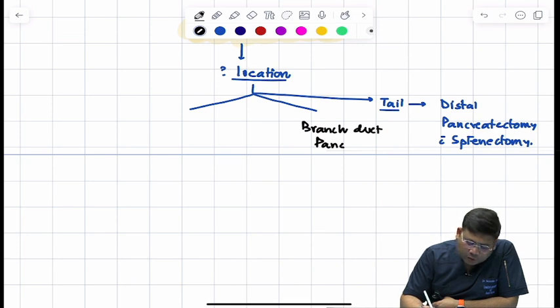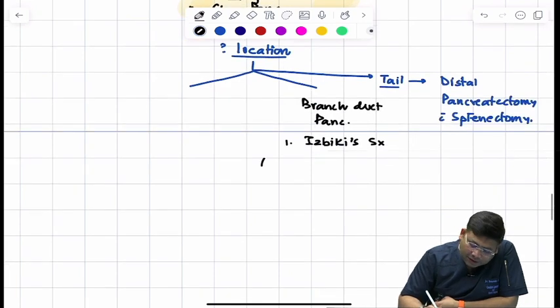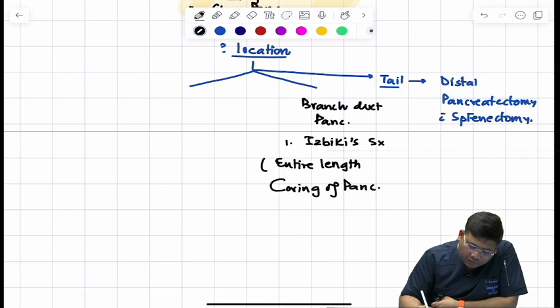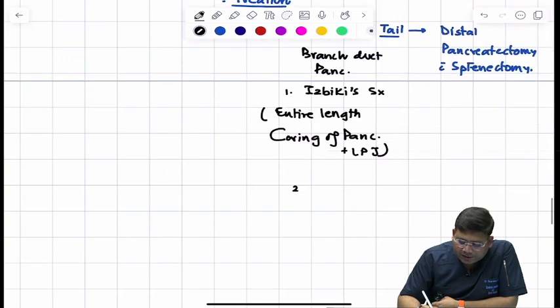there are 2 procedures that we do. The first is Bickey's procedure. The first is Bickey's surgery or procedure. This is nothing but entire length coring of the pancreas, and along with that plus LPJ. This is one surgery. The second is you can go for total pancreatectomy.